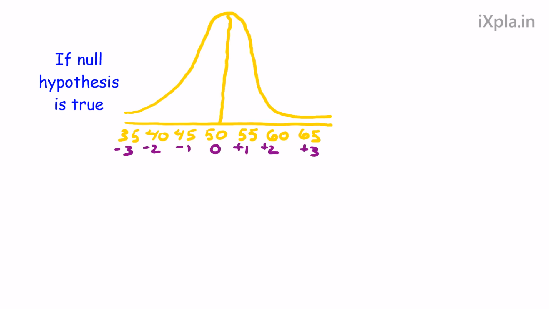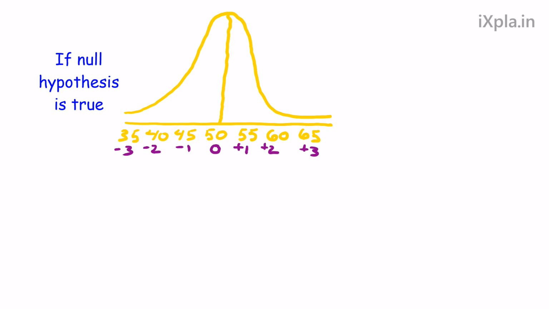Okay, I've drawn a distribution of sample means here. The mean of this distribution of sample means is 50, and the standard error of the mean is 5. That's why the steps up and down from 50 move in increments of 5. Now, in this situation, the null hypothesis is true. So this is the distribution that you expect to get if the null hypothesis is true.